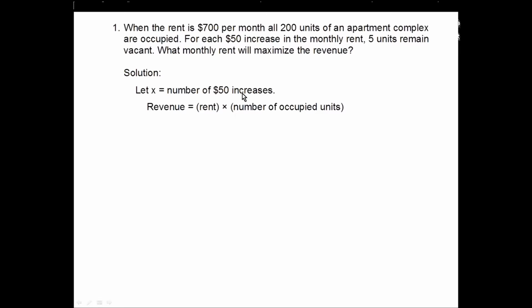See, our rent starts off being $700 per month. And then I go up, so I'm adding something. I'm adding $50 increments, and I'm going to have X of them. So the rent is going to be 700 plus 50X. Now, the number of occupied units, I start with 200, and I lose 5 every time there's an X. So it's going to be 200 minus 5X. So there's the rent, 700 plus 50X, and 200 minus 5X.